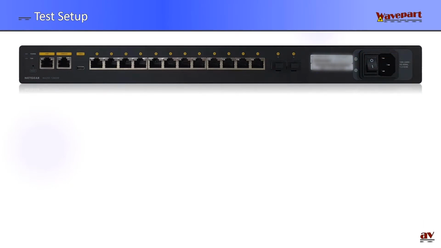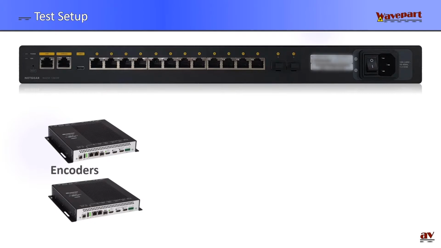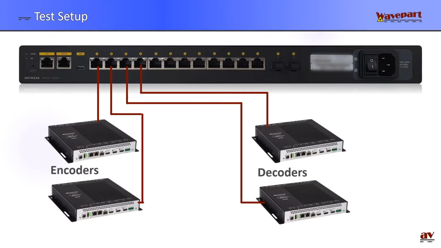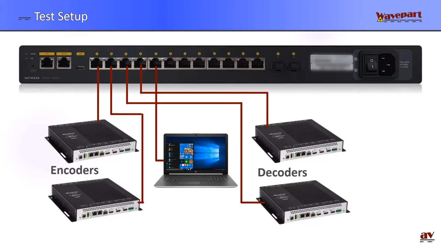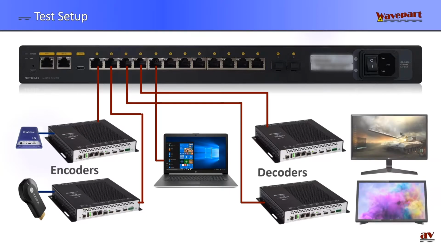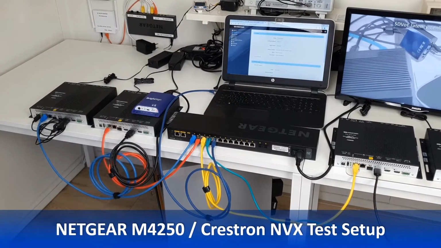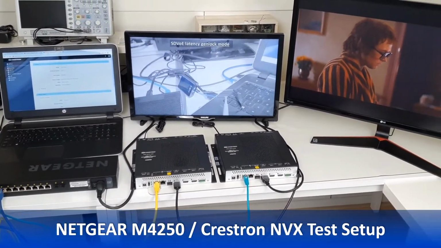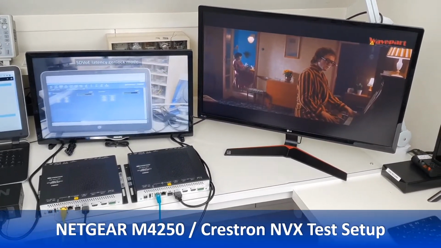So here's my setup. We have the NETGEAR switch, 2 Crestron NVX-350s configured as encoders, and 2 350s configured as decoders. They're all connected to the switch. And then we have a laptop for configuring, connected to the 5th port of the switch. We have 2 sources, one BrightSign player and one Google Chrome, connected through HDMI to the encoders, and we have 2 displays connected to the decoders. So this is what the setup looks like in real life. We have the two encoders on the left, we have the switch and the laptop in the middle, and the two decoders and displays on the right.